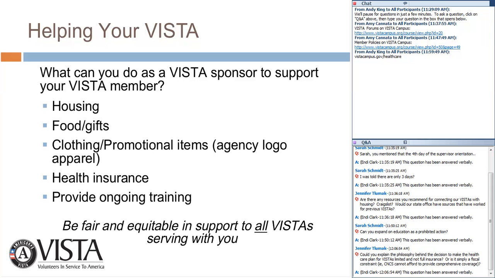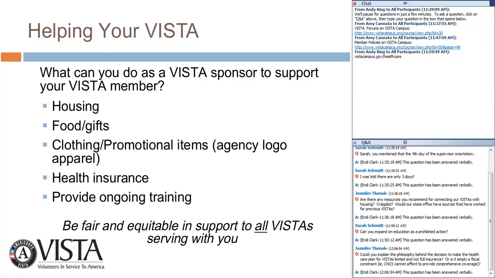So examples might be a bag of groceries or some clothing or promotional items of your organization. You are welcome to provide those to your members as long as it's applied across the board to all members and staff at your organization. The big no-no with helping your VISTA members is money.